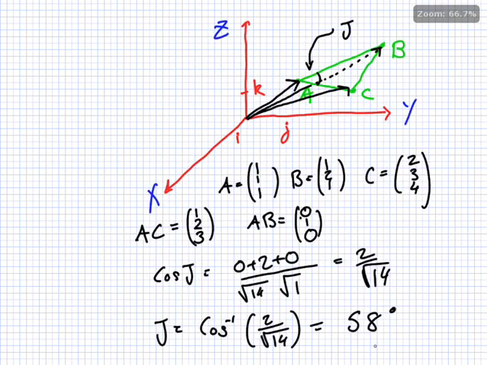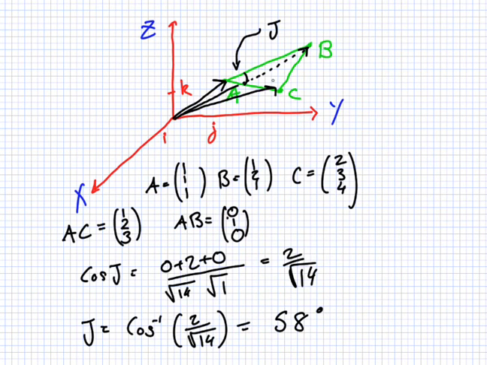Okay, so what I want you to do next now is get me this angle here, J2. So get me this angle now. I want J2, please. You do it exactly the same way, except this time it's CA and CB.